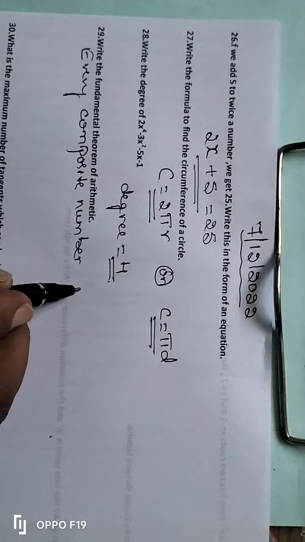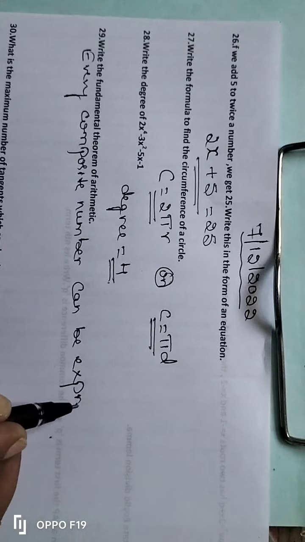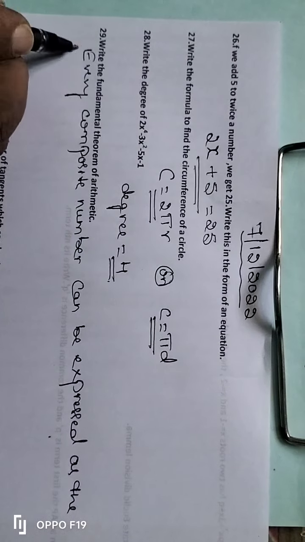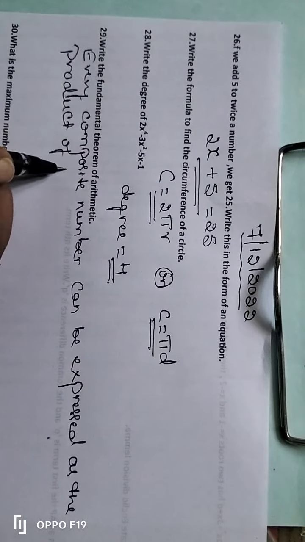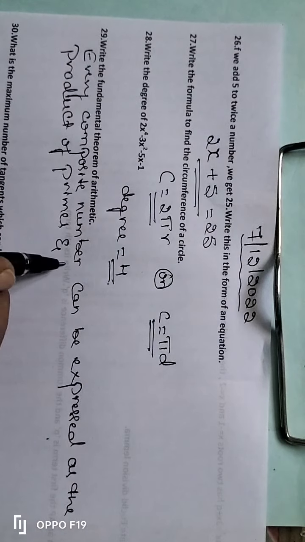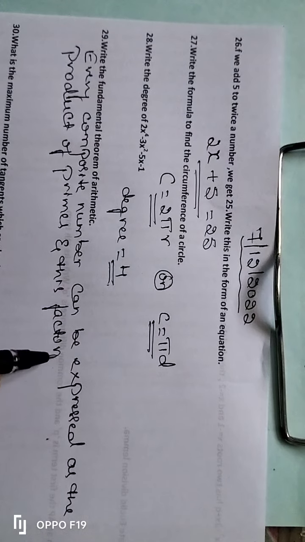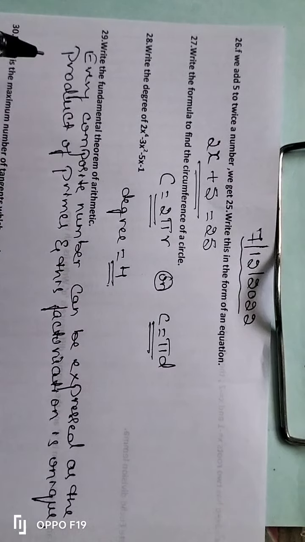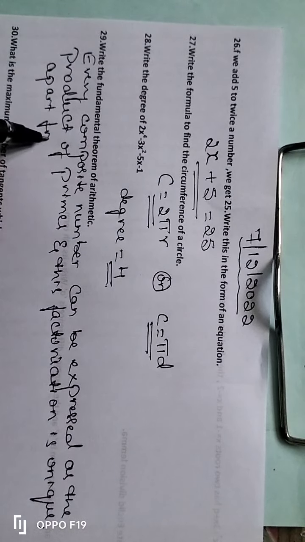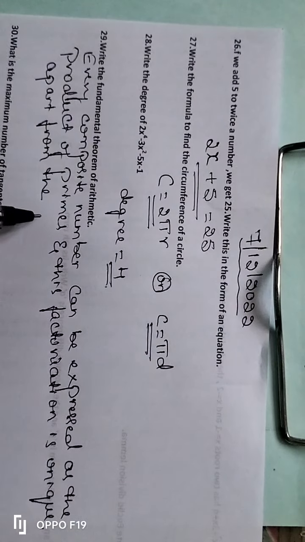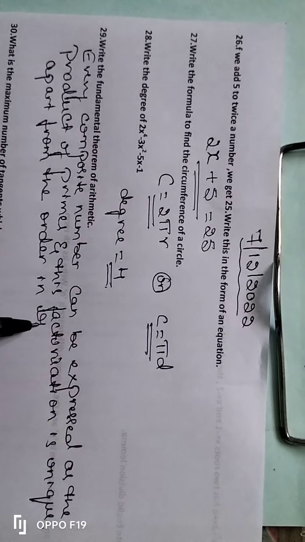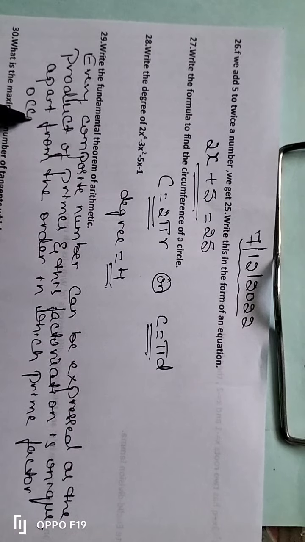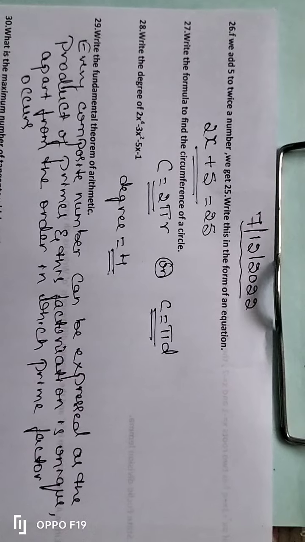So every composite number can be expressed as the product of primes, and this factorization is unique, apart from the order in which prime factor occurs. So this is the statement for fundamental theorem of arithmetic.